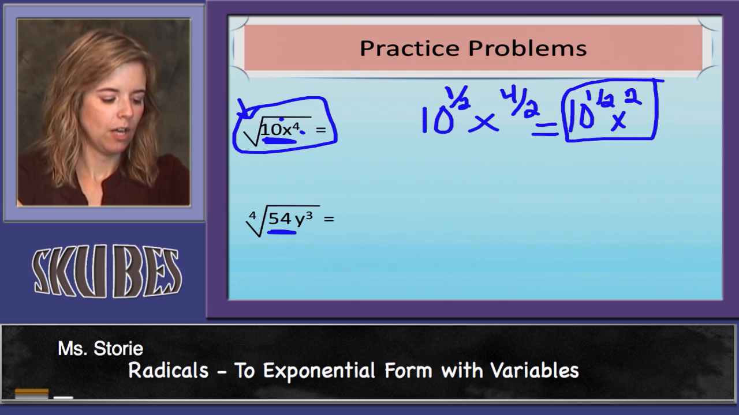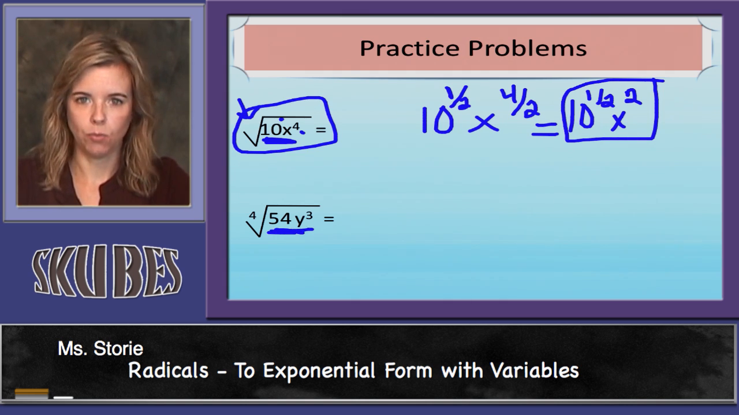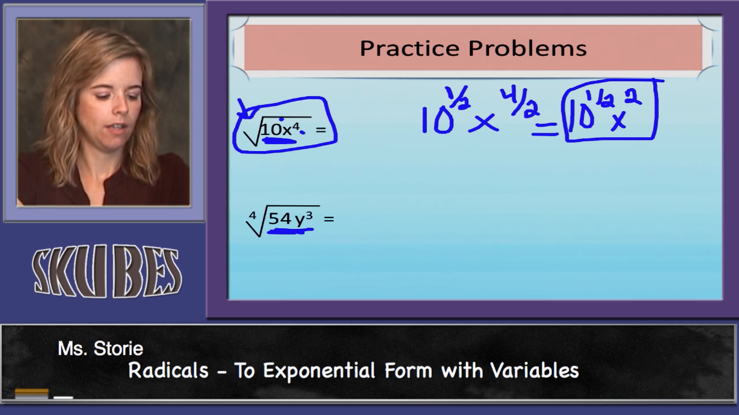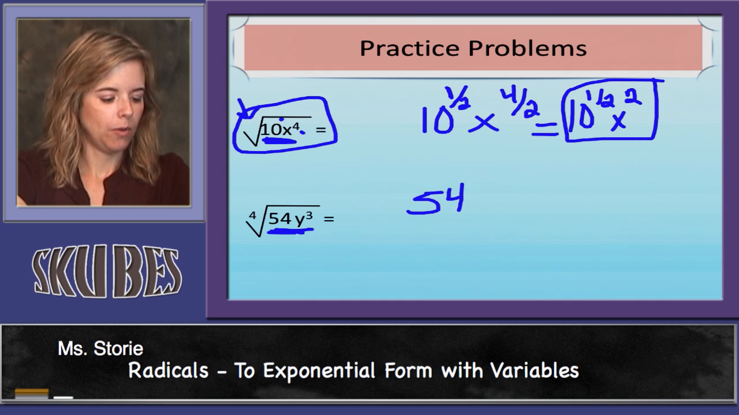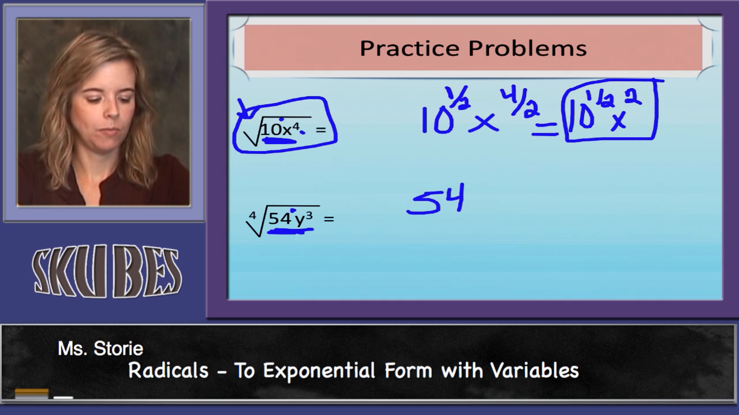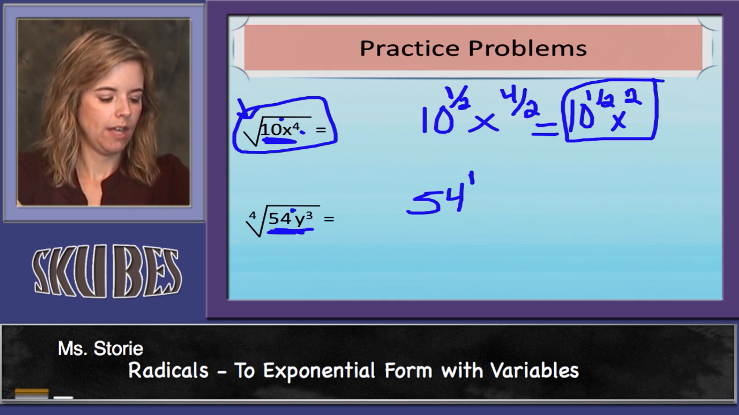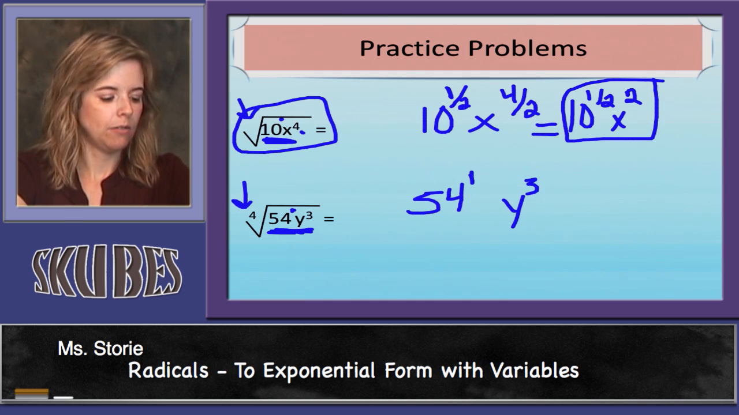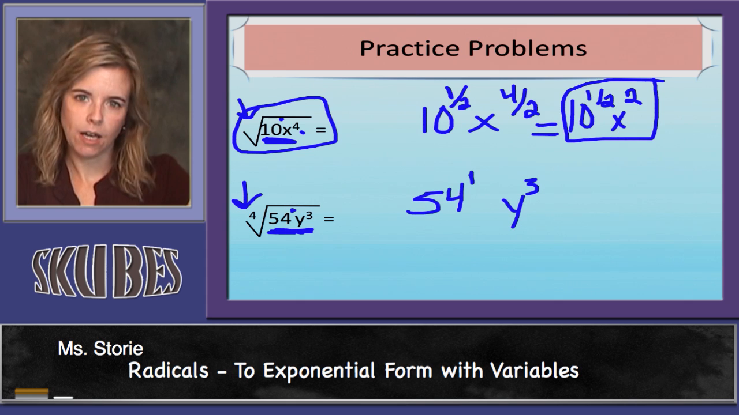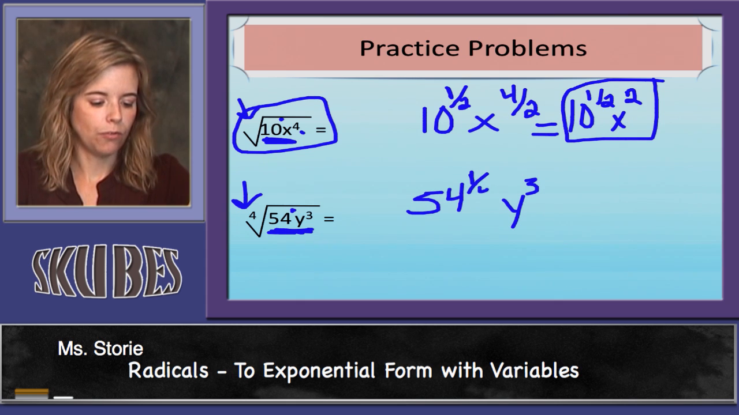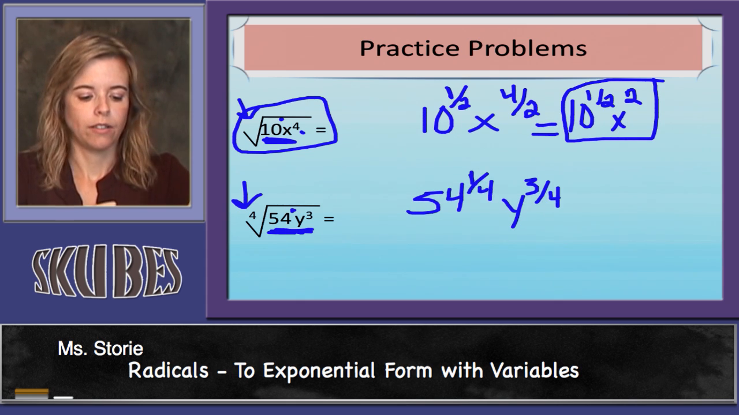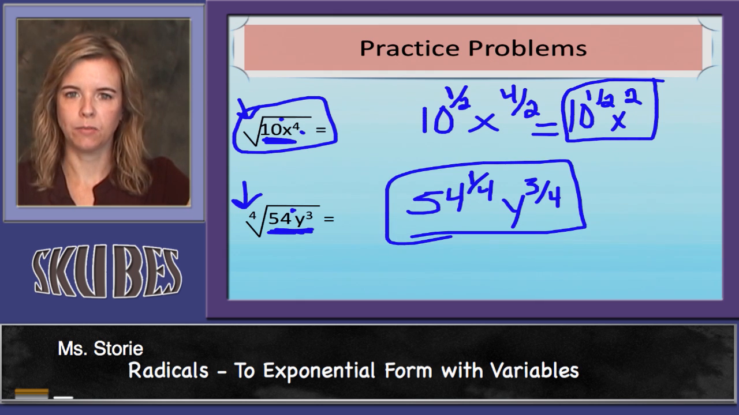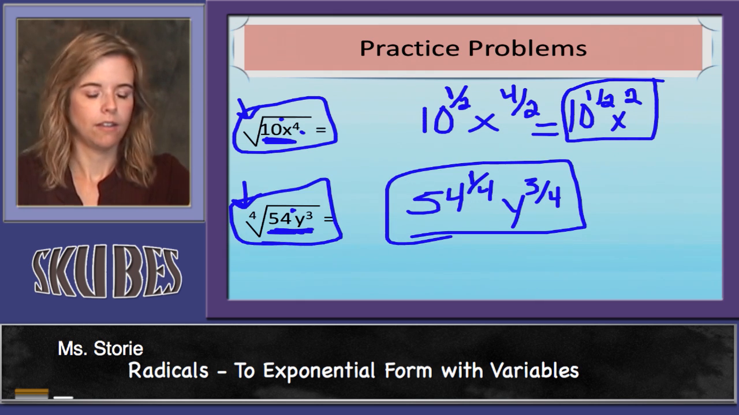Now onto the second one. We've got a 54 and a y cubed. So 2 separate terms that need to have 2 separate exponents. We've got 54 with an exponent of 1, because it's not written, it's assumed to be 1. Then we've got our variable of y with an exponent of 3. This time they did write an index for us, so the index becomes the denominator. So you've got 1 over 4 and 3 over 4. Now the fractions can't be reduced any further, so this would be your exponential form of this radical.